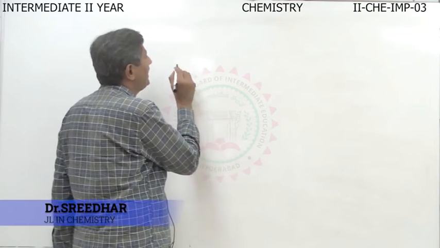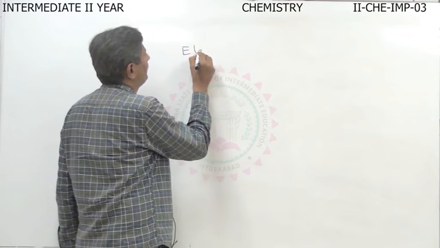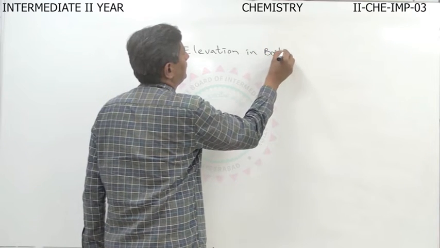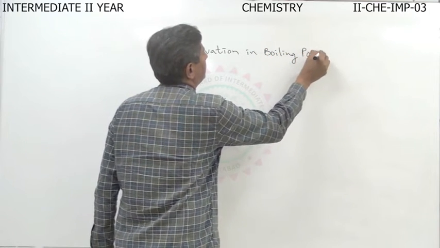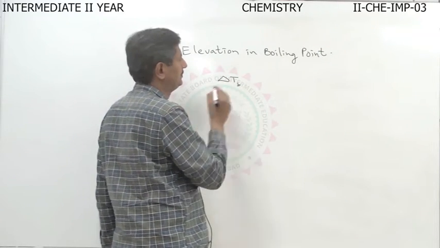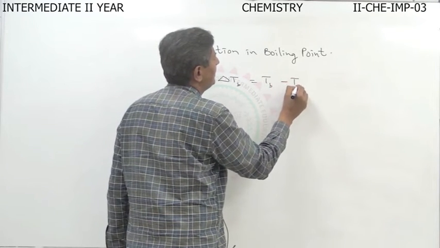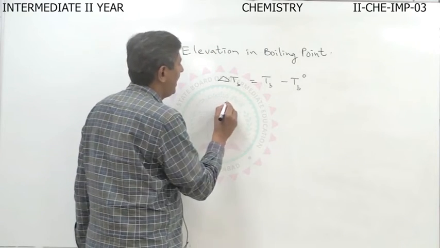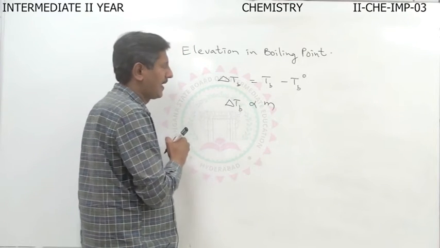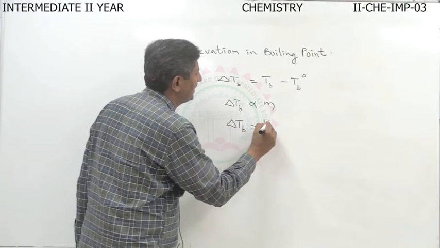Generally, next one: depression in freezing point and elevation in boiling point. This is given by delta TB, where delta TB is TB minus TB naught, and delta TB is proportional to m. From this, you can get delta TB is equal to KB m.